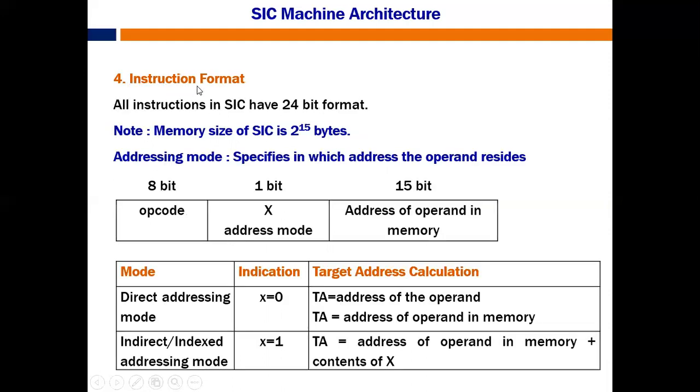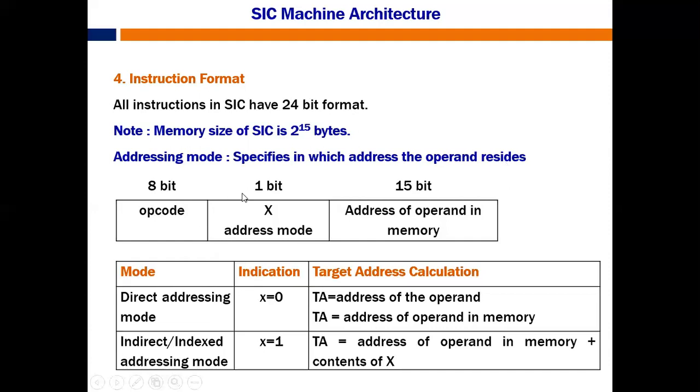The fourth one is instruction format. All instructions in SIC have a 24-bit format. This is very important, you should know this. And we should know that the memory size of SIC is 2 power 15 bytes. I have already told this. The addressing mode will specify in which address the operand resides.